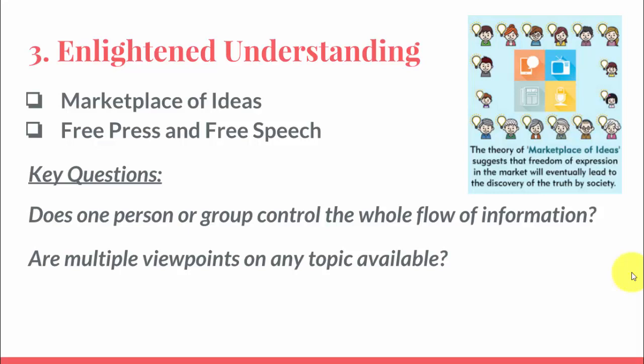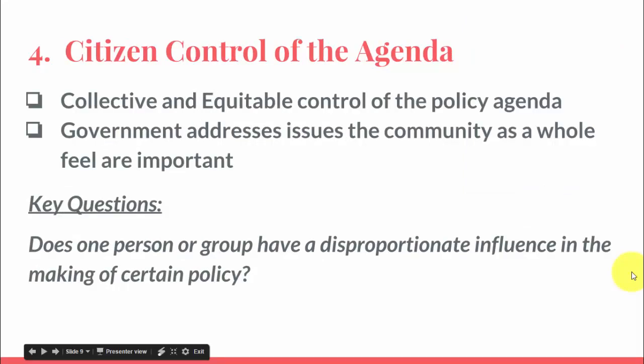The fourth criteria, citizen control of the agenda, again overlaps with some of the other criteria we've already talked about. When we talk about the policy agenda, we talk about what issues politicians and leaders are talking about and how much importance they give them. Do citizens have proportional say in what those issues are, equitable to their portion of the population? Or does one person or group have a disproportionate influence on the making of certain policy? This is where you most often see discussion about corruption in government and the outsized influence of money in politics.